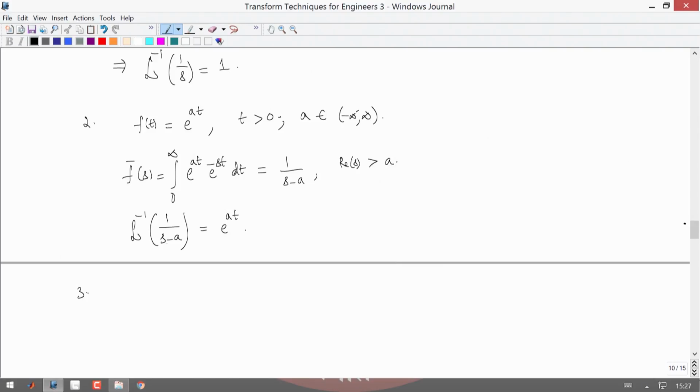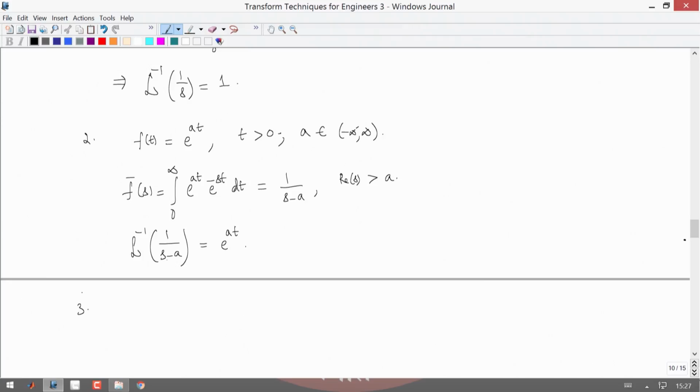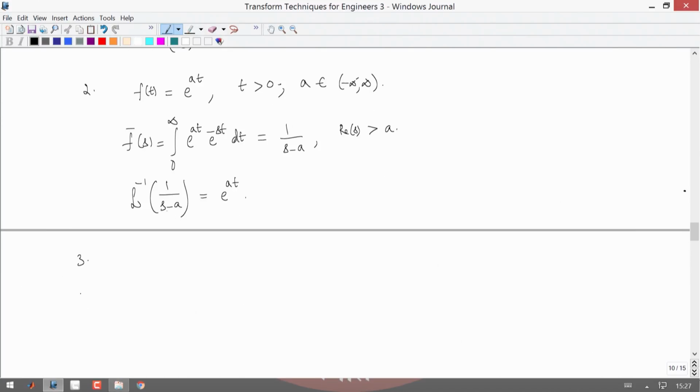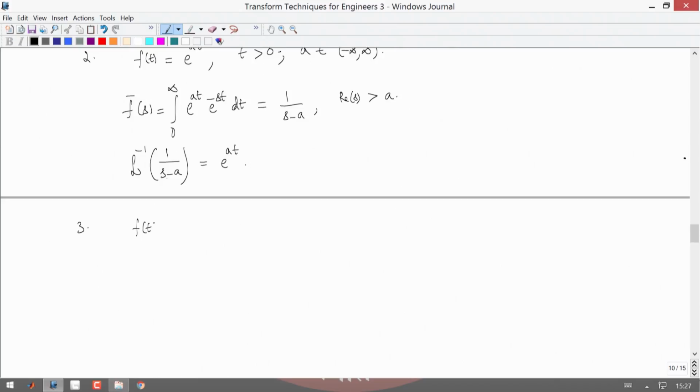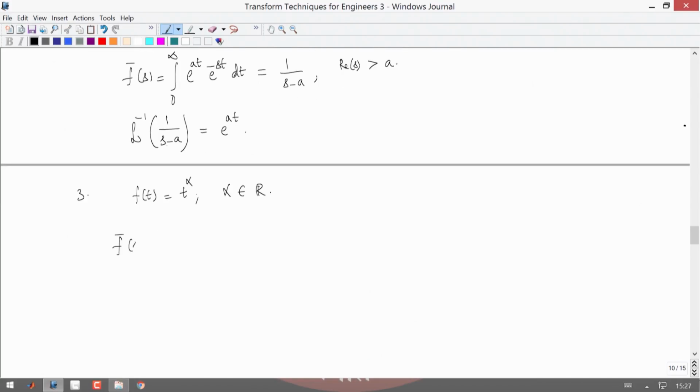So the third example that you can do is polynomials. Exponential functions you have done, simple functions. Now you can think of polynomials. F of t is, let us say, t power n. For that matter, any alpha belonging to the real numbers. If I take it like this, what is the Laplace transform? This includes alpha being an integer, positive or negative, whatever. If alpha equals 0, we have seen that already. So you have the integral from 0 to infinity of t power alpha times e power minus st dt. How do I evaluate this?